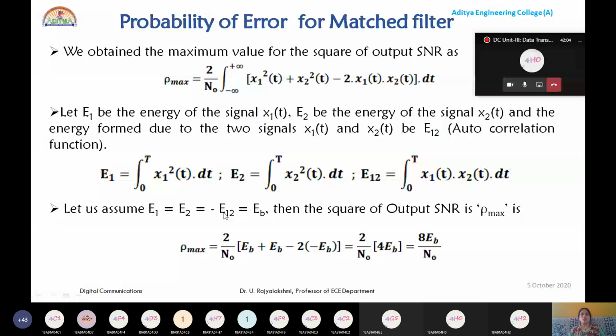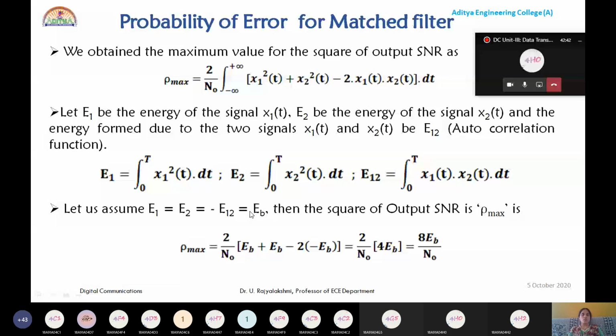Minus E12 is equal to Eb. Okay, what is Eb? Eb is the bit energy, because we are calculating for a particular bit interval. If you calculate for a particular bit interval, we assume it as Eb, where Eb is the bit energy, which is the product of Ps and Tb, where Ps is the power dissipated per symbol and Tb is the bit duration. So E1 is equal to E2 is equal to minus E12 is equal to Eb.